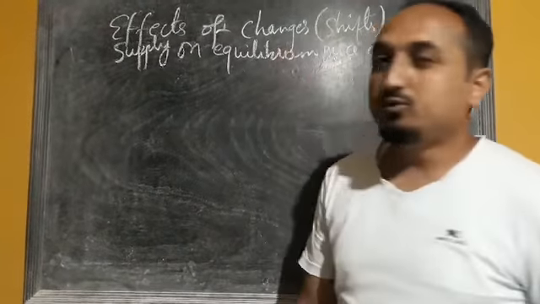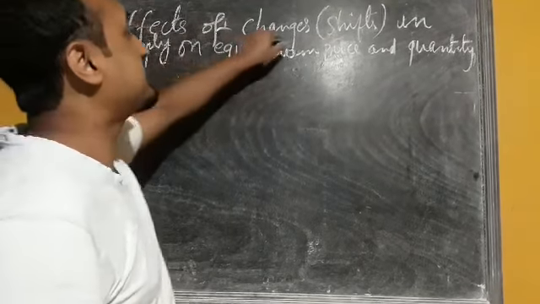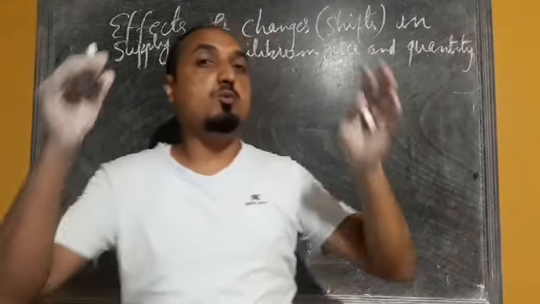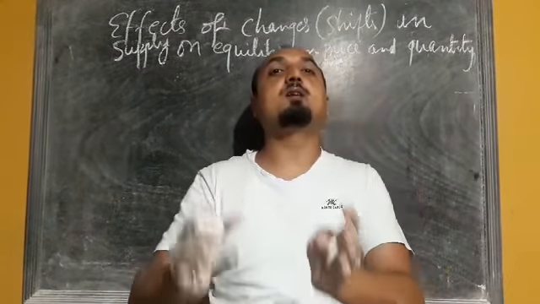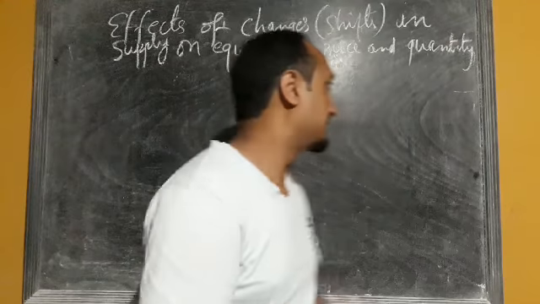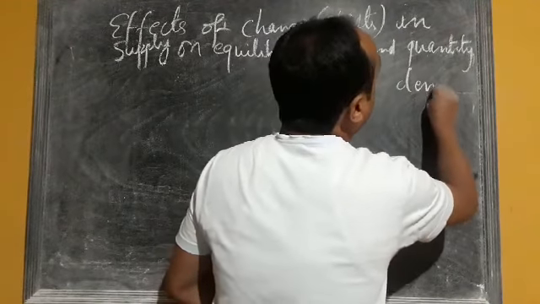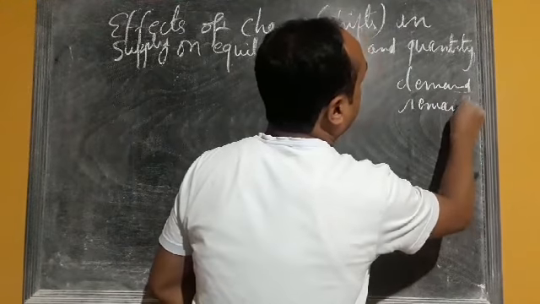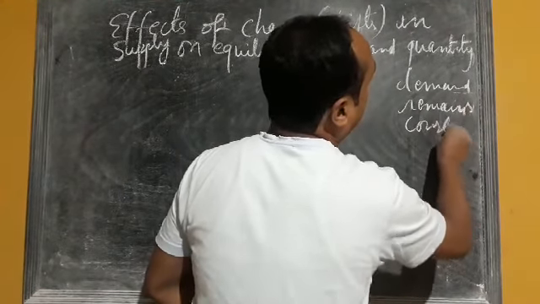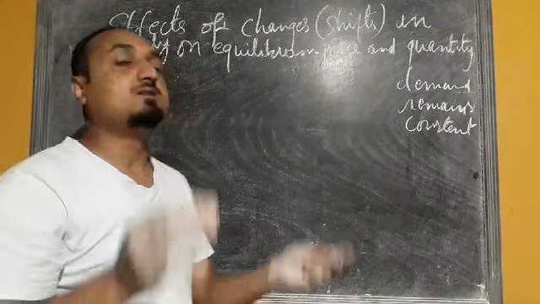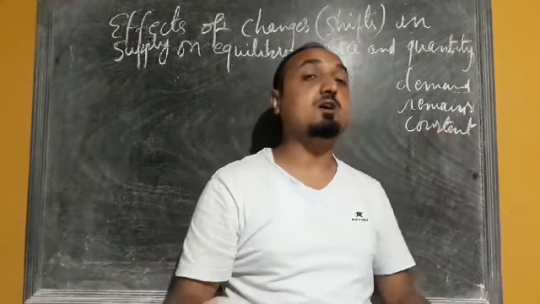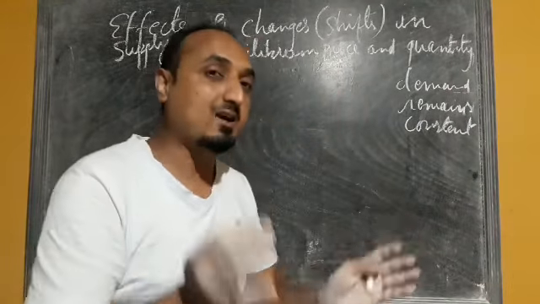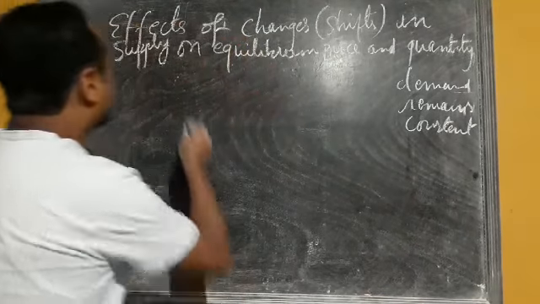Now we are going to discuss the effects of changes shift in supply on equilibrium price and quantity. So what happens when supply curve shifts and demand remains constant? Constant means only the supply curve will shift, and when supply curve shifts, what will be the impact on equilibrium price and equilibrium quantity, that we have to explain. So for that we have to draw the diagram.